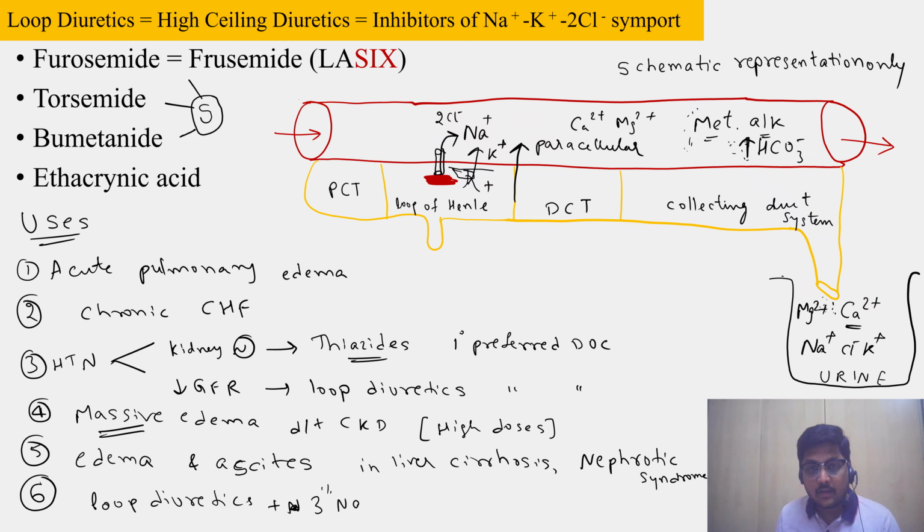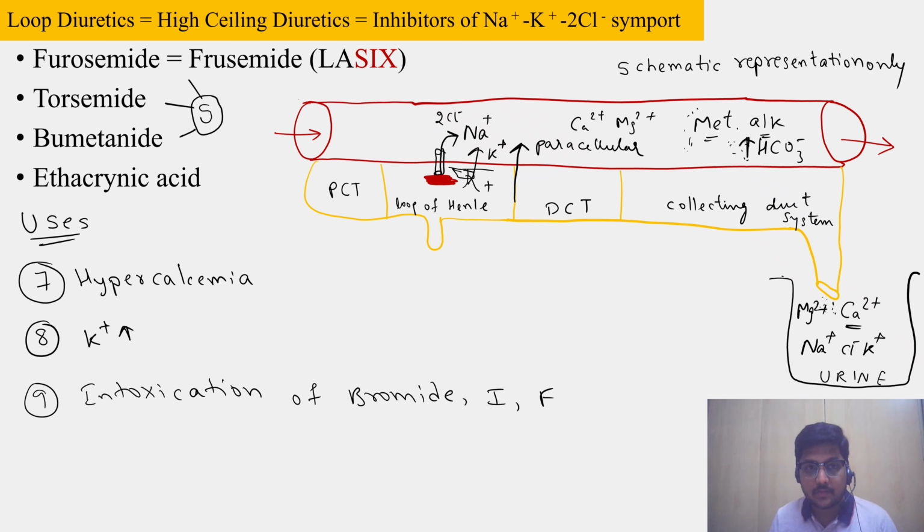3% NaCl is used in a special condition, when there is life threatening hyponatremia. Then we give 3% NaCl to replenish the lost sodium ions. Okay, so when we are trying to replenish lost sodium ions, we have to pull out the excess water also. So we give 3% NaCl along with a loop diuretic as a combination to treat life threatening hyponatremia.